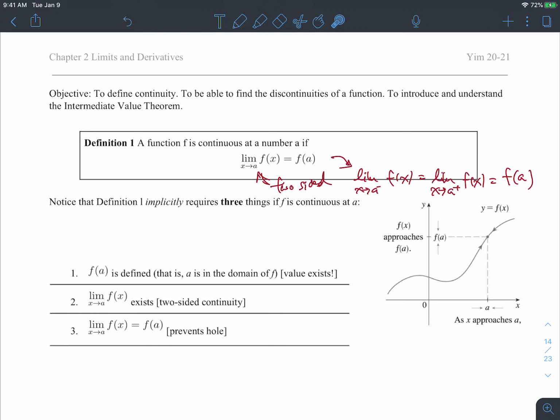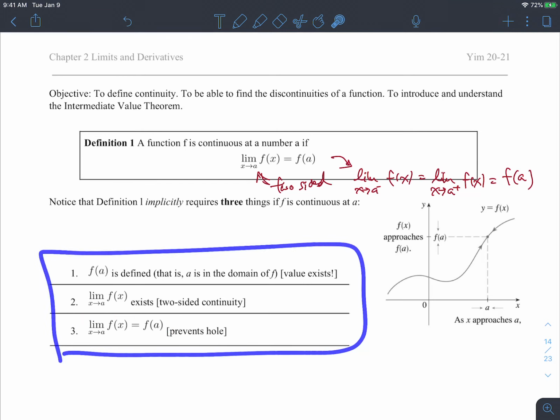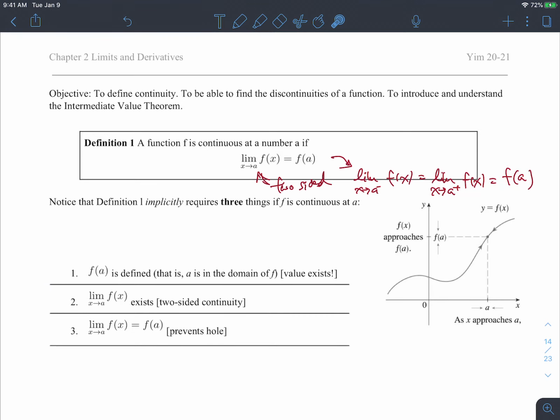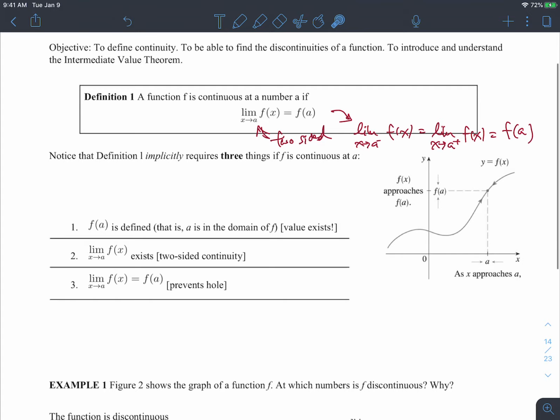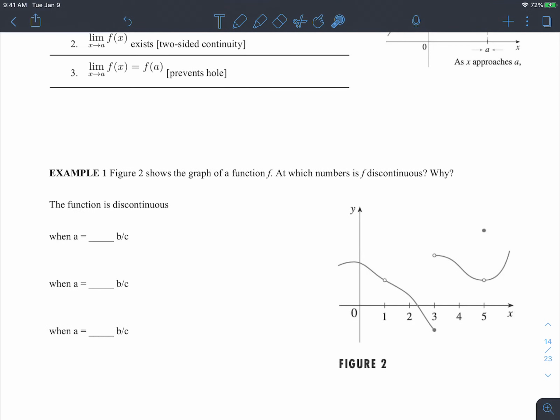When you read that, 3 things are implicitly said, right? Number 1, f of a is defined, that there's a value over here, and the value exists. Then that tells you that it's a two-sided limit. And then the last statement prevents you from having a hole, right? So I basically wrote out what I verbally said. Okay, all right, guys. Let's have an example over here.